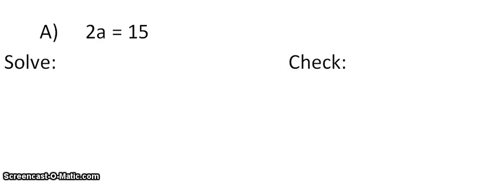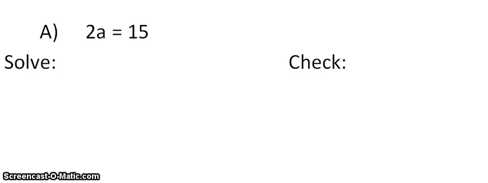This is the mastery check for 5.03 and 5.04, solving one-step equations. The directions are to solve each equation and then check your answer. So remember that when we're solving, we are trying to find the number that can replace the variable and make the statement or the equation true.